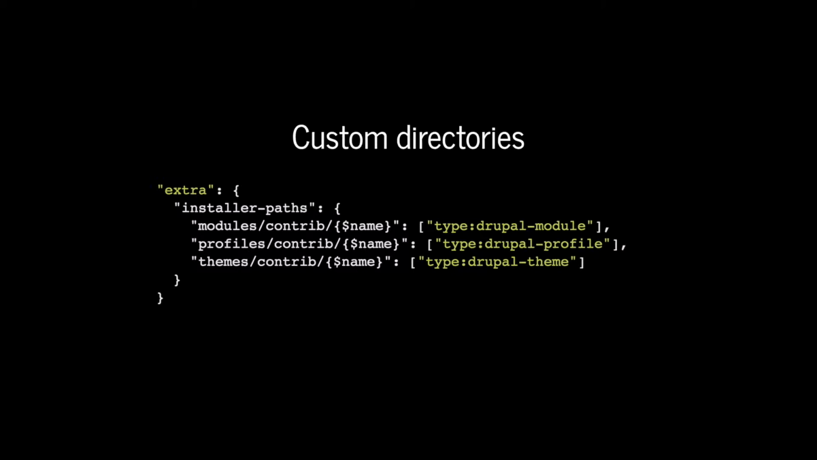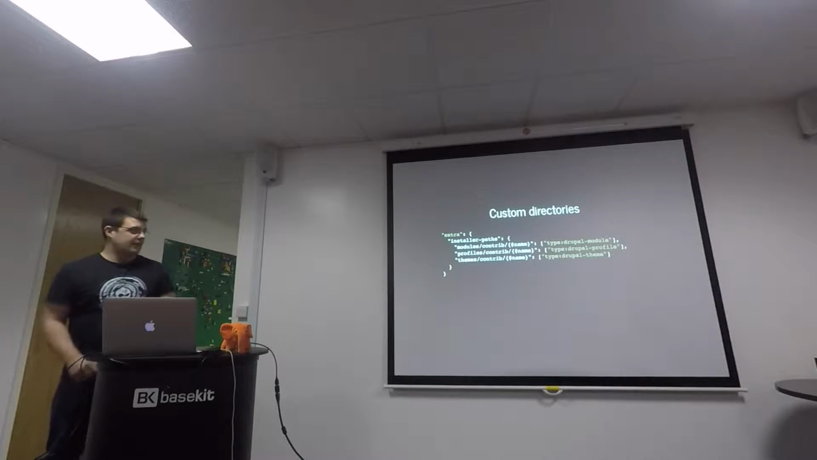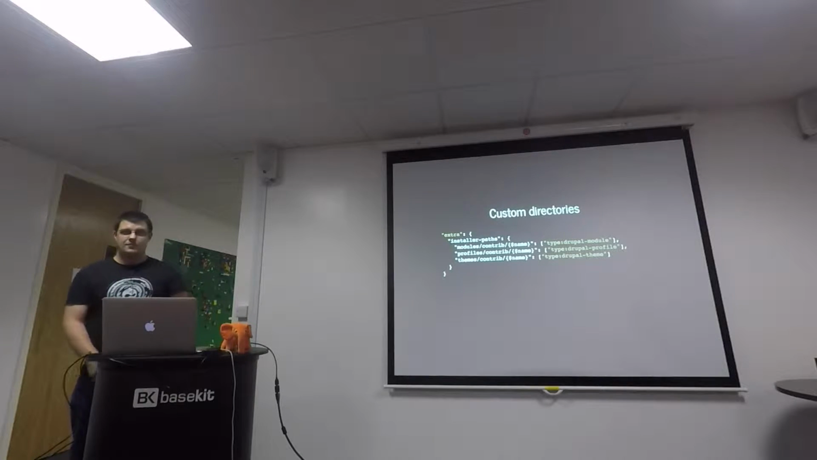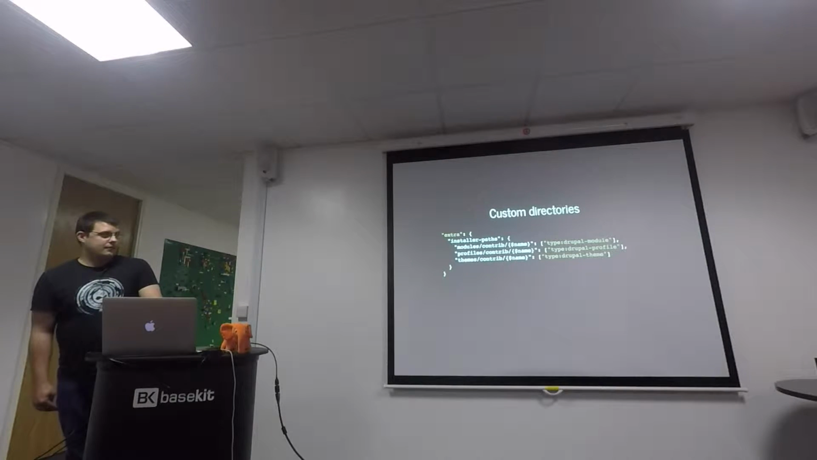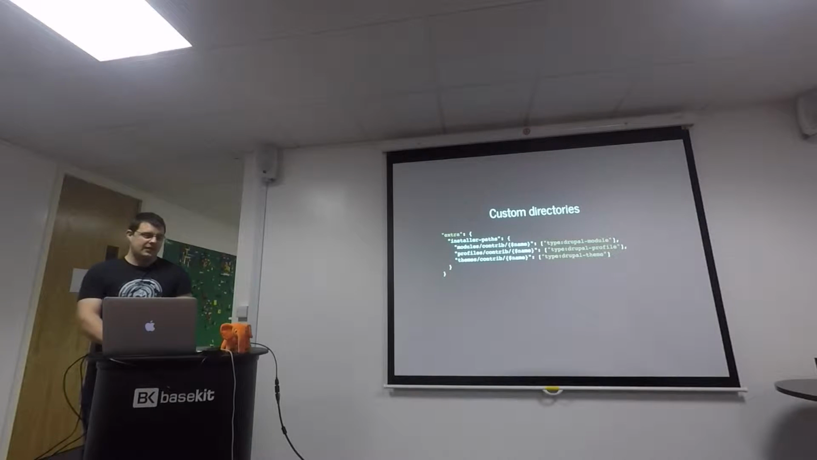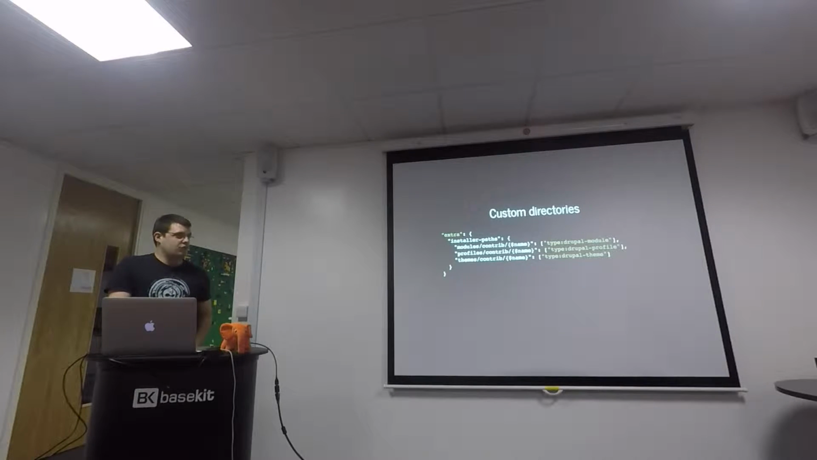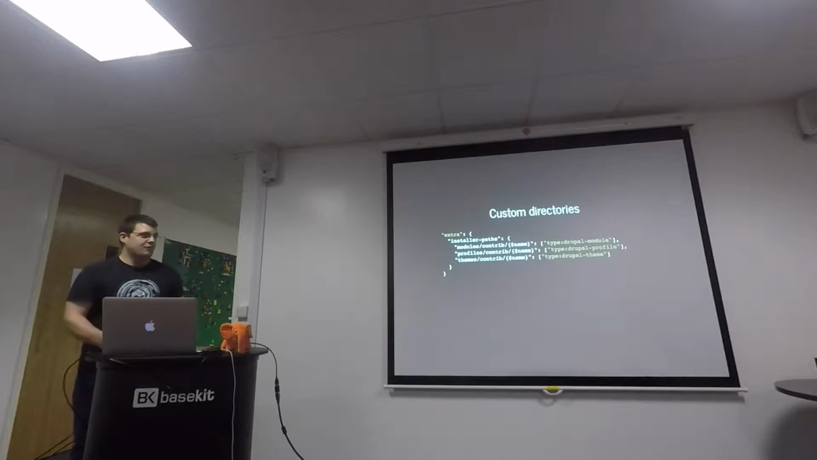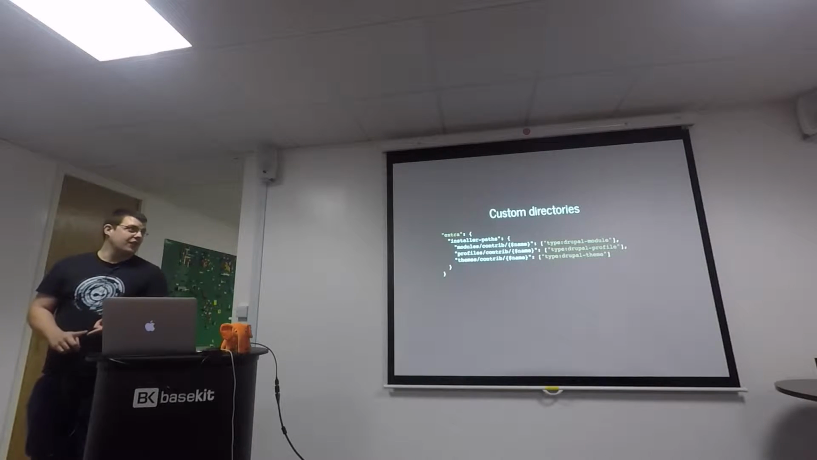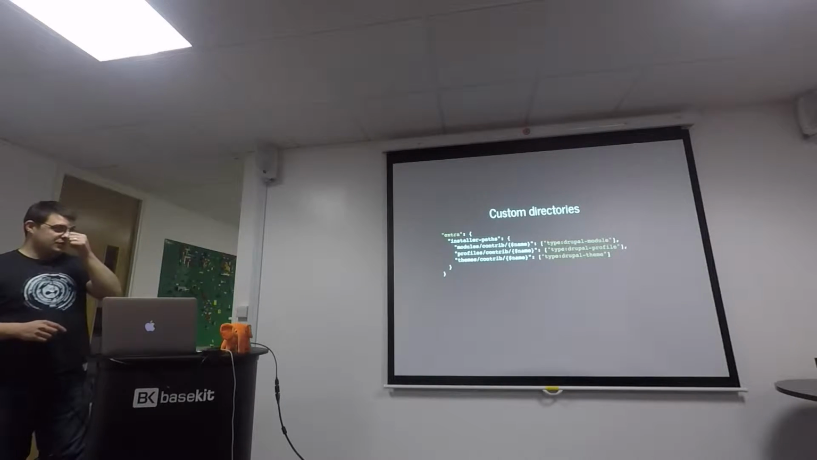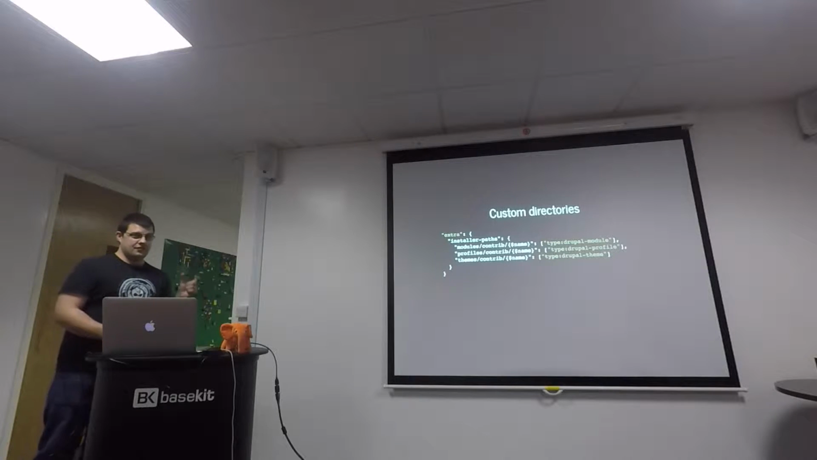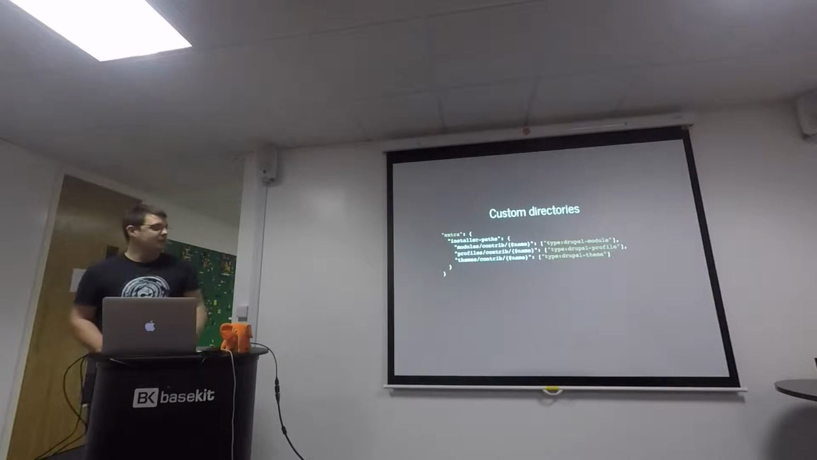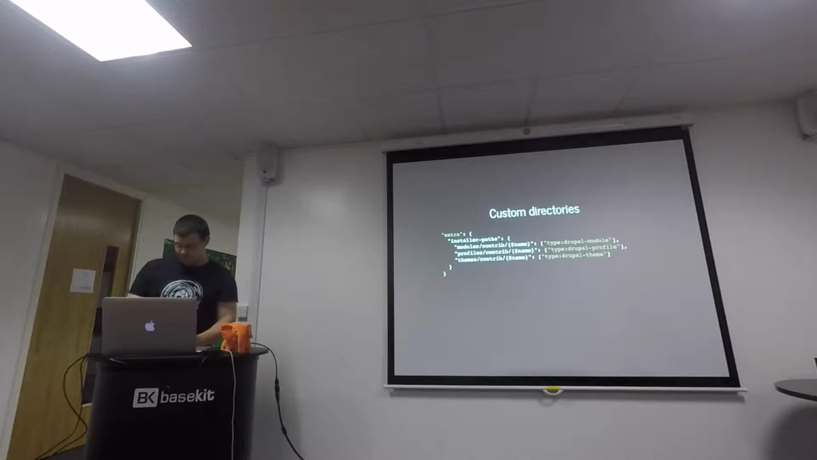The other thing I tend to use a lot is custom directories. So again, with the composer.json file, we can add this within the extra section using the Composer installer, I believe it's plugin. And I can use custom types, so Drupal module or Drupal profile, Drupal theme. So rather than everything going into a vendor directory, in this case, these things would go into modules/contrib/the name of the project. Likewise for profiles and likewise for themes.